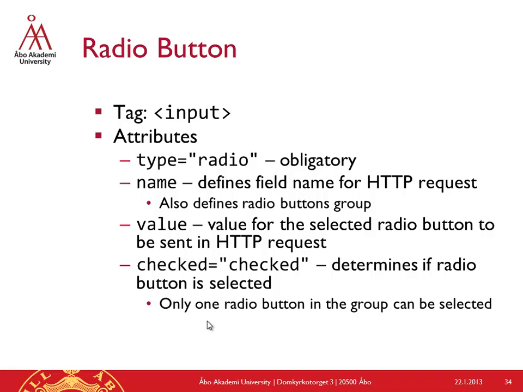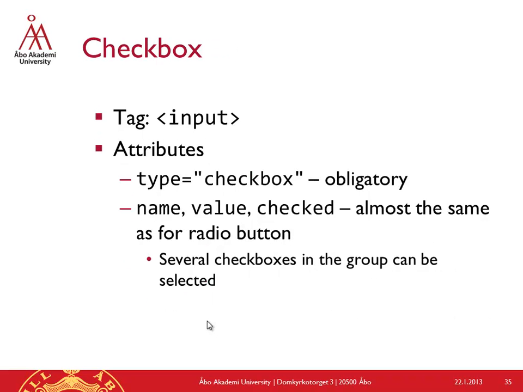This one, checked equal to checked, is usually used if you want to specify that this particular radio button will be checked initially. And the name, well, name has already been used previously, but you have to specify the same name for the radio buttons group, because you are able to select just one radio button from this particular group, which is defined by this name attribute.